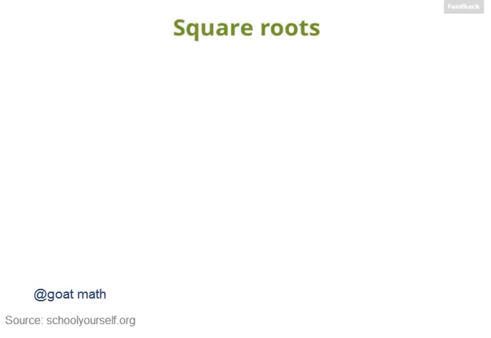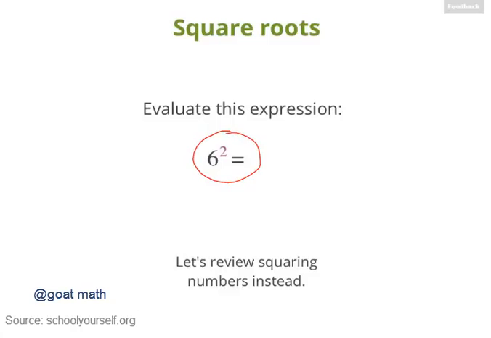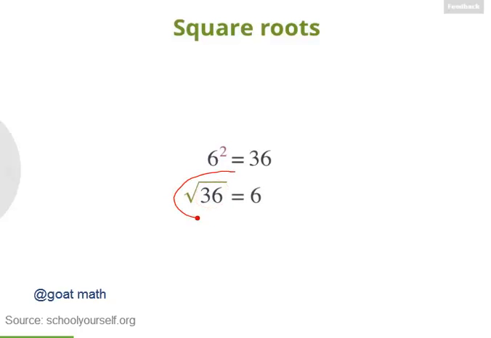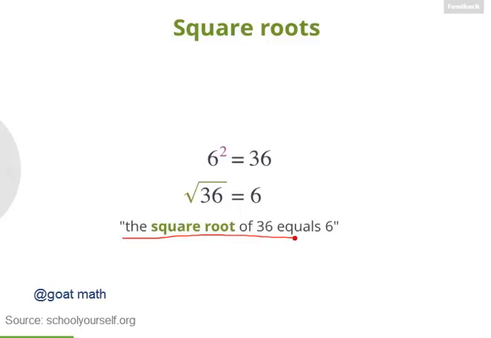Here we'll introduce square roots, but first try evaluating this expression. What's 6 squared? Right, so 6 squared is 6 times 6, which equals 36. Square roots are like working backwards. When you see this square root symbol, it means you're looking for a number whose square equals the number inside the root. So what number, when you square it, gives you 36? Well, that's 6. And you can read this equation as the square root of 36 equals 6.